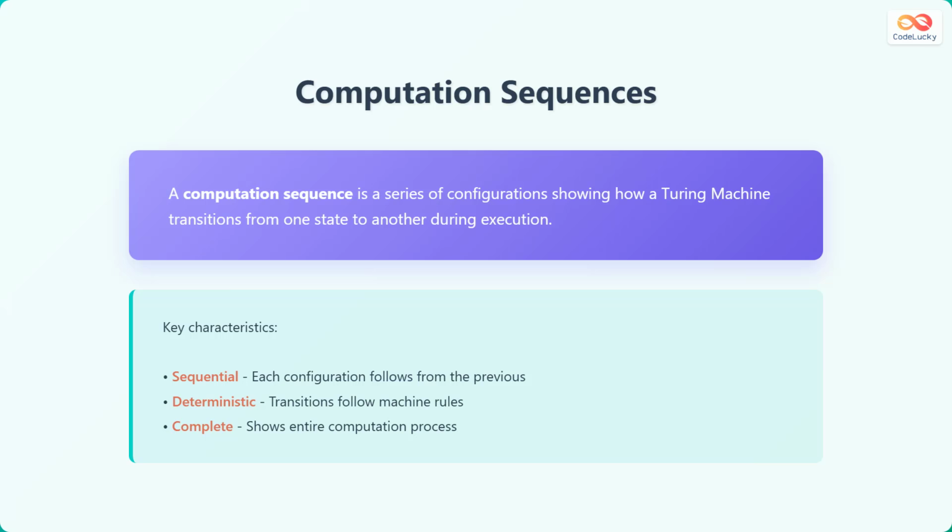Now let's discuss computation sequences. A computation sequence is a series of configurations. It shows how a Turing machine transitions from one state to another during its execution. Key characteristics of computation sequences are that they are sequential, which means each configuration follows from the previous one. They are deterministic, where transitions follow the defined rules of the machine, and they are complete, showing the entire computation process from start to finish.